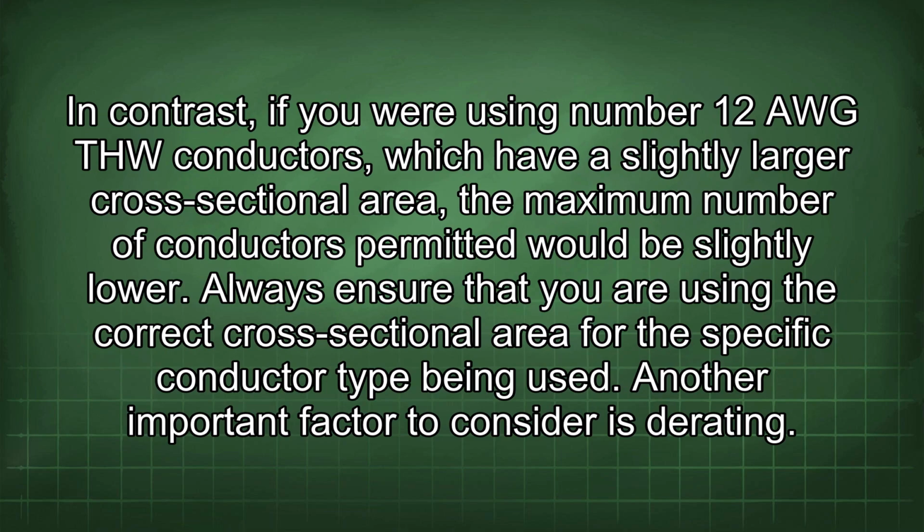In contrast, if you were using number 12 AWG THW conductors, which have a slightly larger cross-sectional area, the maximum number of conductors permitted would be slightly lower. Always ensure that you are using the correct cross-sectional area for the specific conductor type being used.